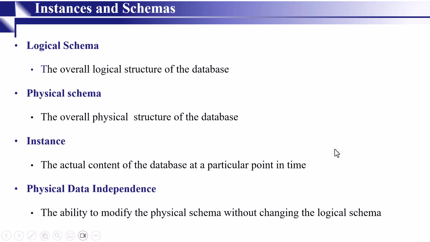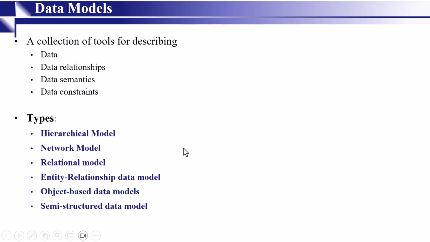So databases have instances and a schema. The logical schema is the overall structure of data. Then we have the physical schema. The physical schema is how it's physically stored. And then we have the instance. An instance is the actual data at a given moment. A key feature is physical data independence. It means we can change the physical storage without altering the logical structure of our database.